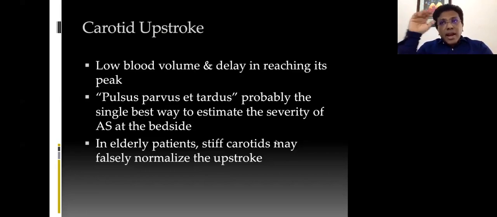Similarly, in elderly patients, in the adult, because of hypertension, even if you have severe aortic stenosis, sometimes the pulse can be very brisk, and the palpation may not give you the insight that the aortic stenosis is severe. So these are the two important situations where, despite having a good pulse, the patient can have severe aortic stenosis.